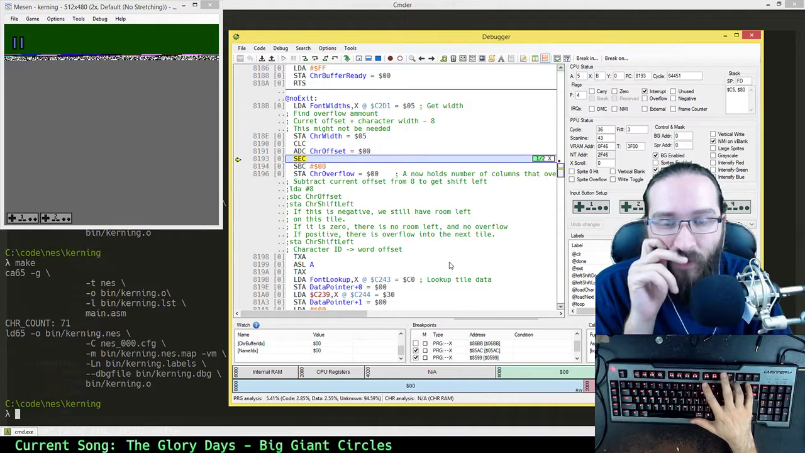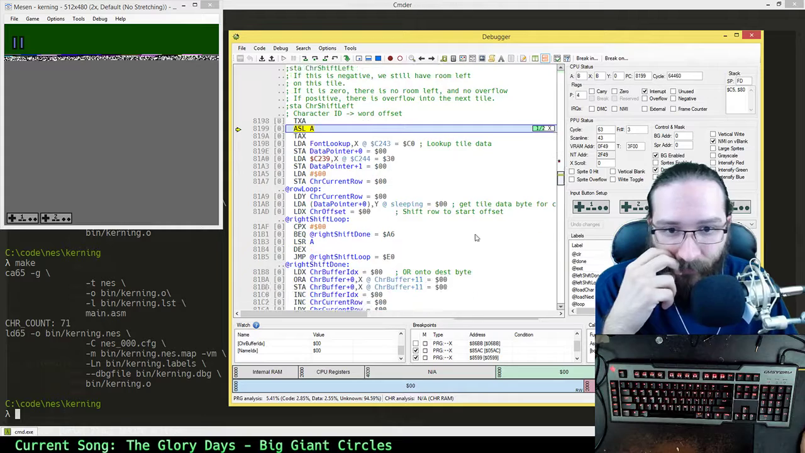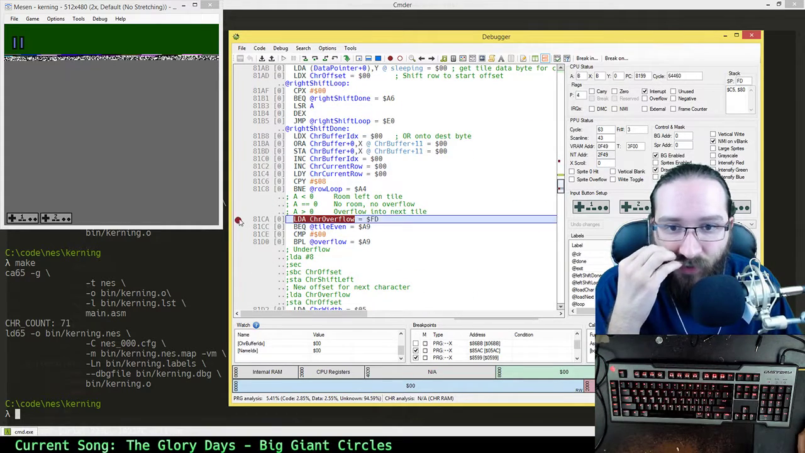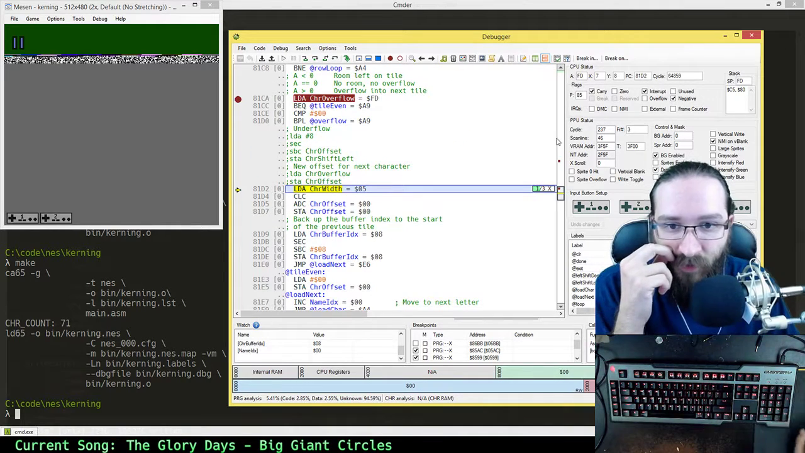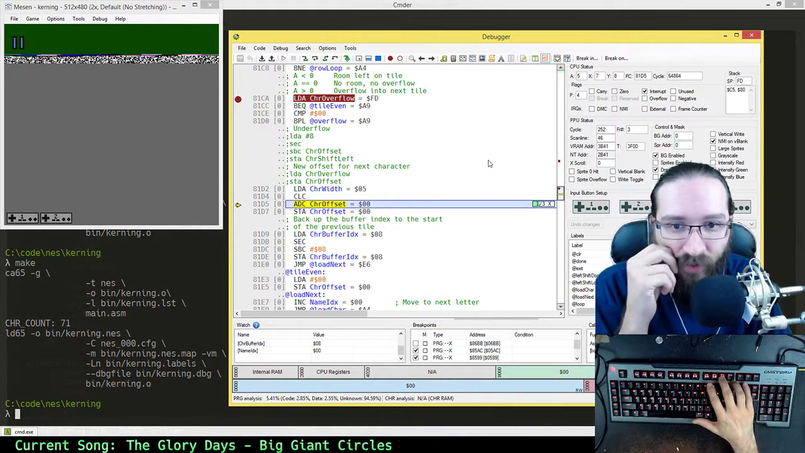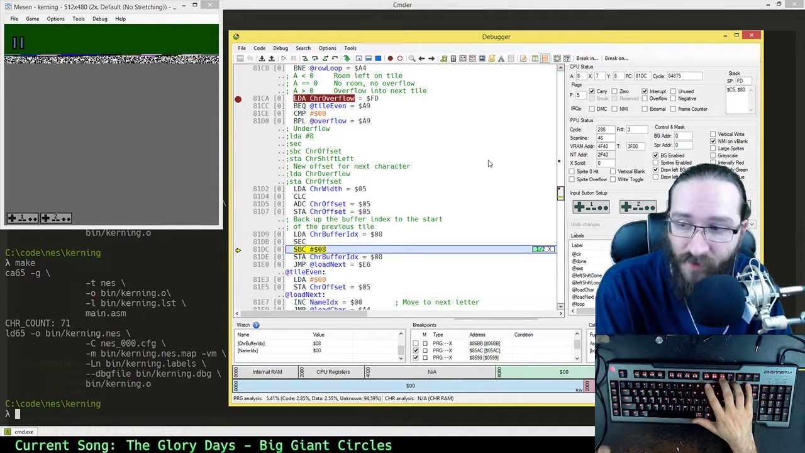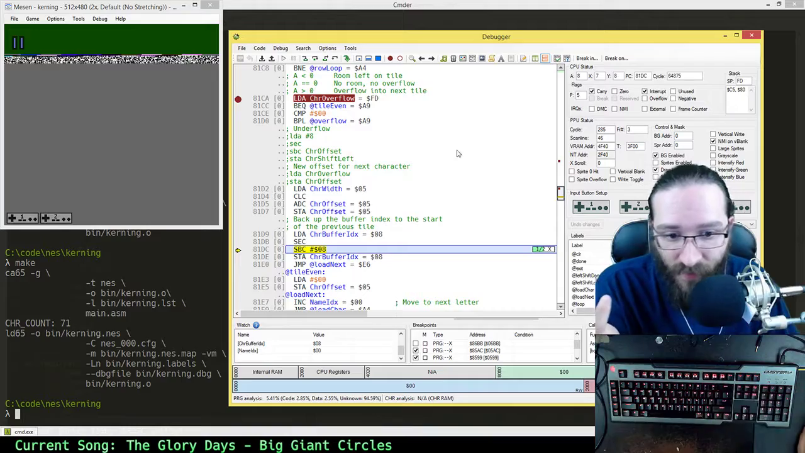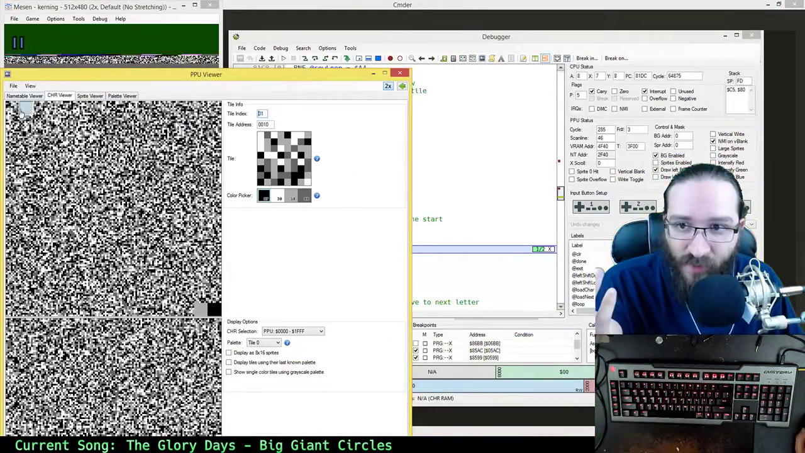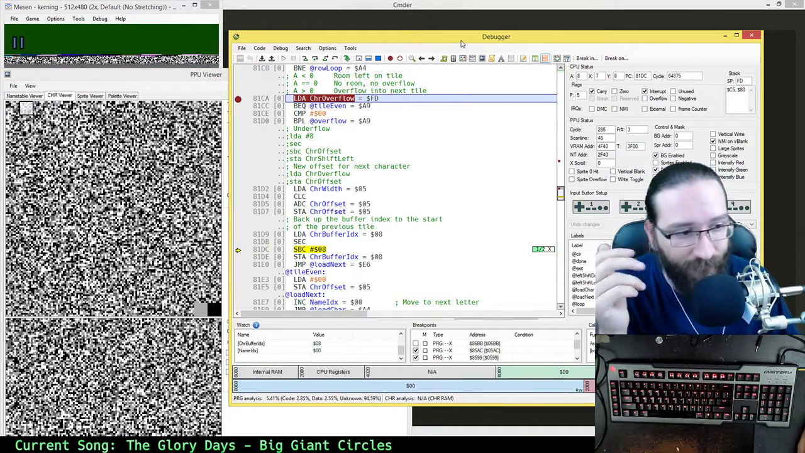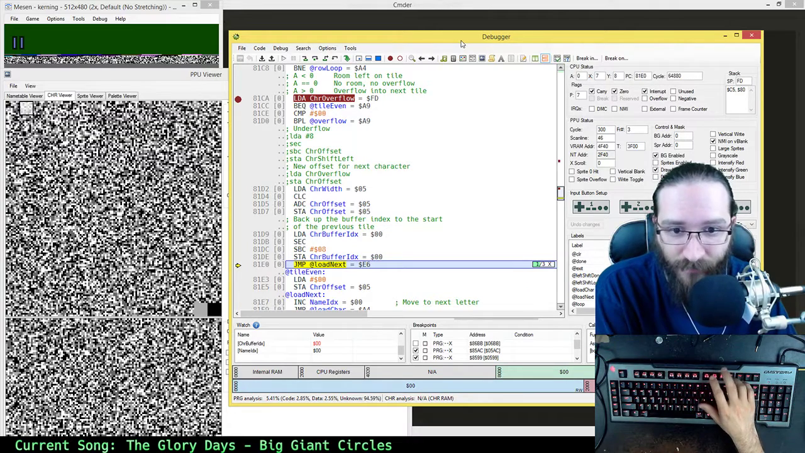With the 5, no offset, no overflow. Go down to here. Not even no overflow, we're doing underflow. Load the width, add the current offset, store that in the no offset. Good. So that part looks fine, because it was spacing them correctly. It just wasn't dropping the first tile correctly.